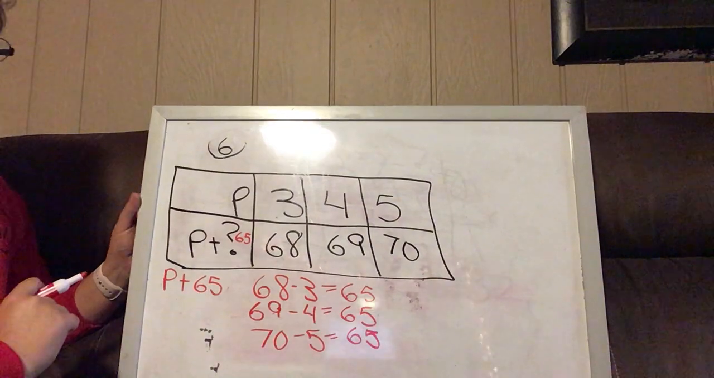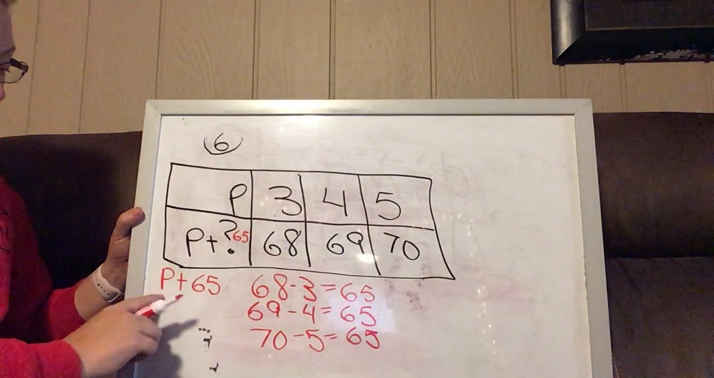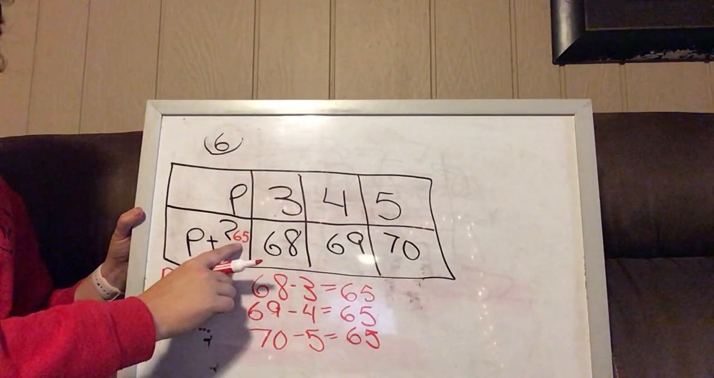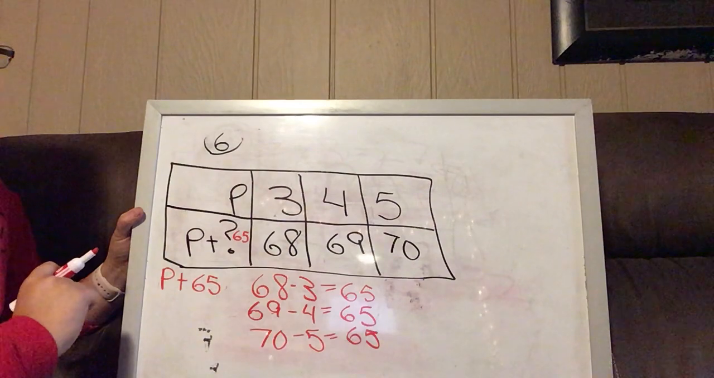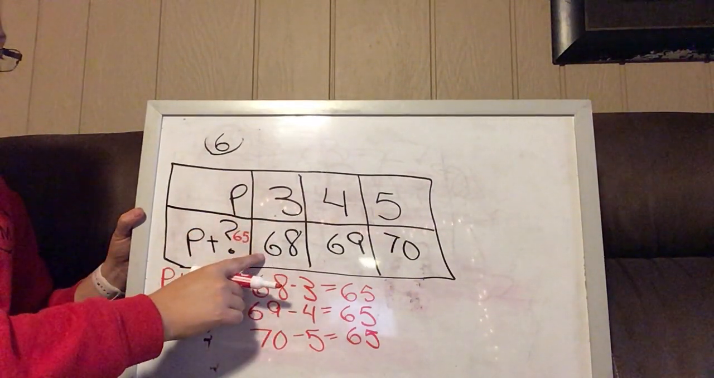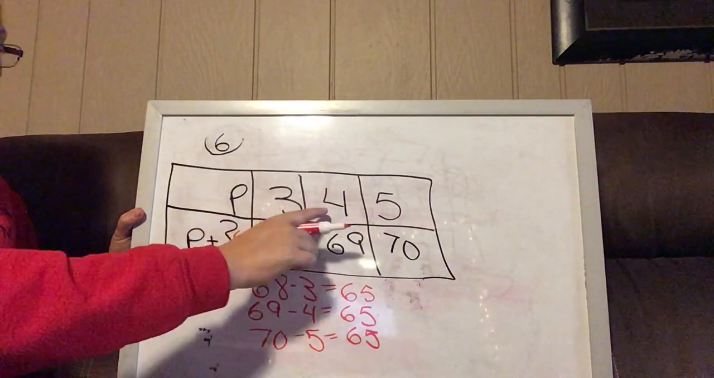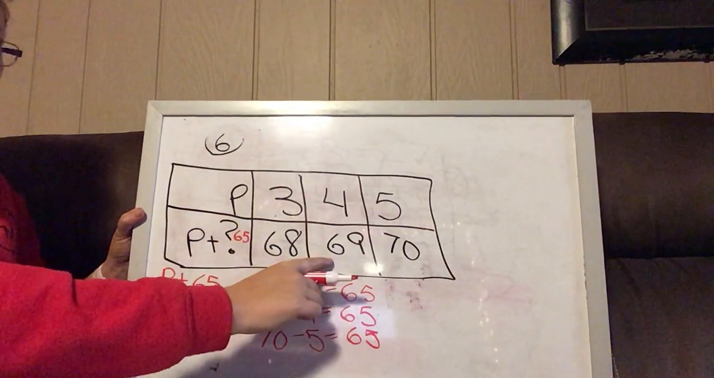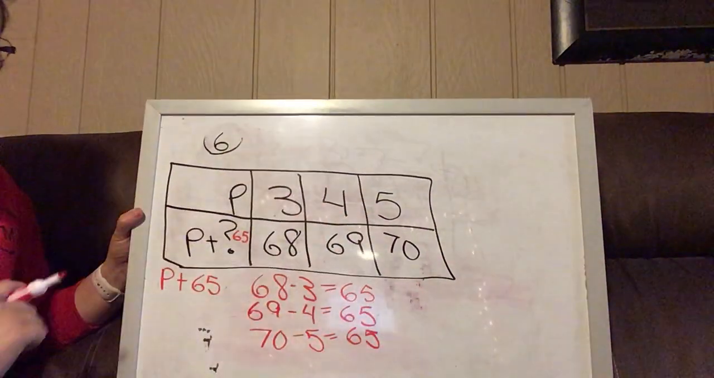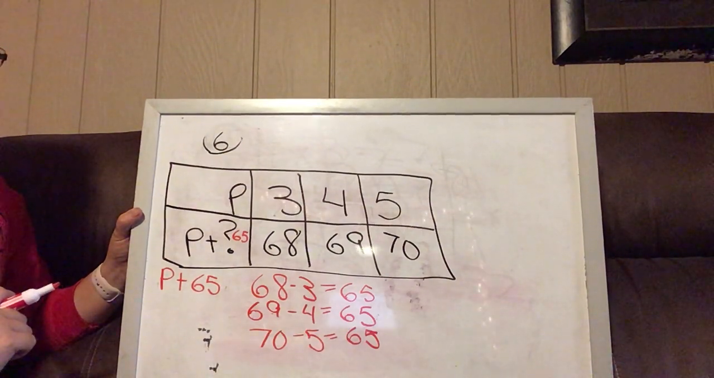Most of the time when they're asking you this question on an assignment, they're not going to ask you to rewrite this expression. They want to know just the missing number, so you would write in just 65. So 3 plus 65 is 68, because P plus 65 is my expression here. 4 plus 65 is 69. 5 plus 65 is 70. Mystery number is 65. Good job, guys.